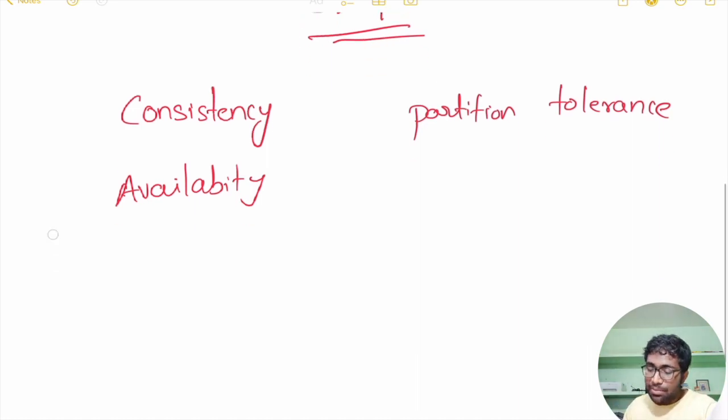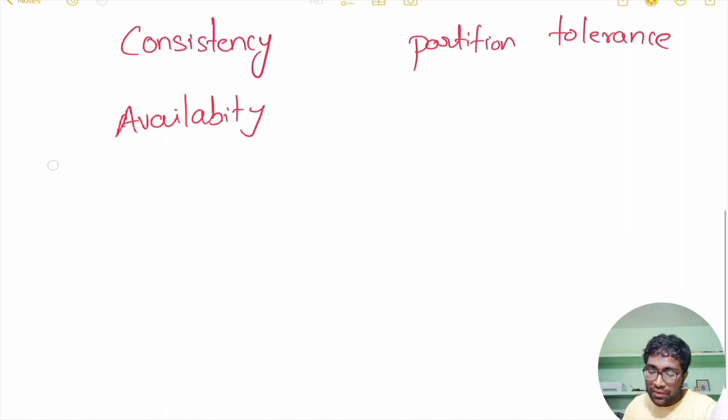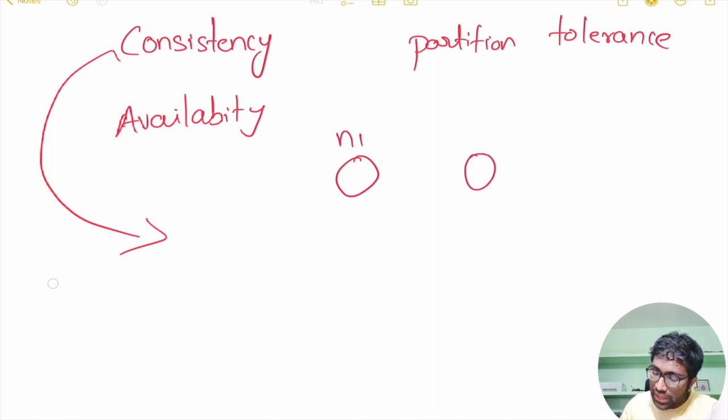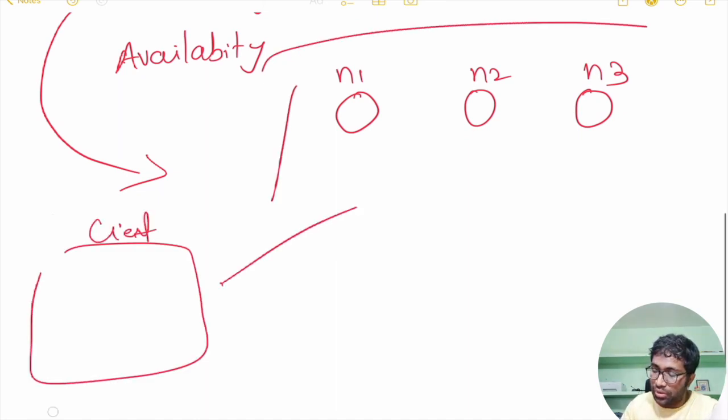So let's understand deeper what is consistency, what is availability, what is partition tolerance. If I'm talking about consistency, it makes sure that all the nodes have the same data at the same time. In other words, I can explain it in a better way: we have an N1 node here, an N2 node here, an N3 node here, and this is the client that is fetching the data from these nodes. This is a distributed system.